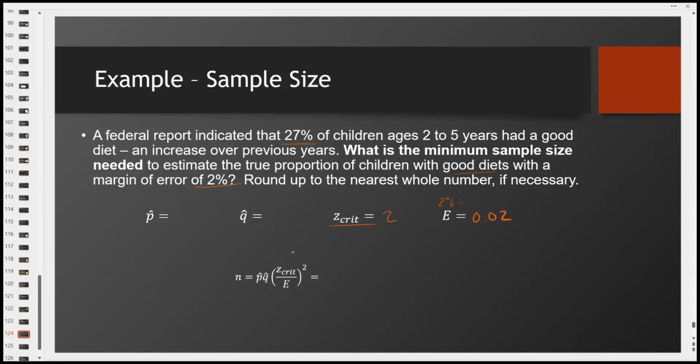Now, it says 27% have a good diet, so that's what we're interested in here. That means that 73% say they don't have a good diet. Now, if we want to calculate the sample size, it's 0.27 times 0.73 times 2 divided by 0.02 squared. When we multiply all of that, we need a sample size of 1,971 in order to get a margin of error of 2% or less.